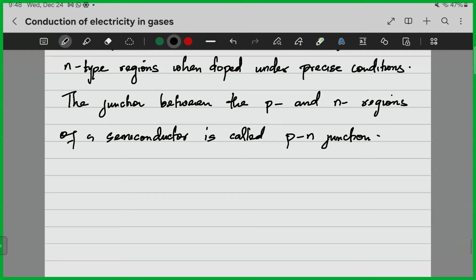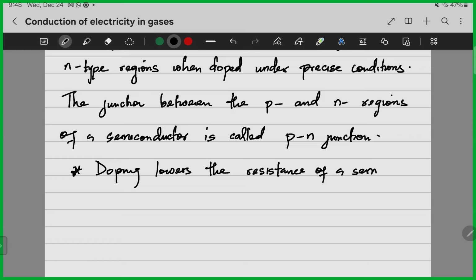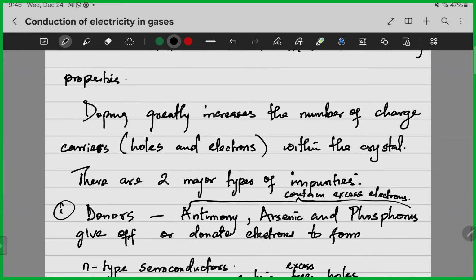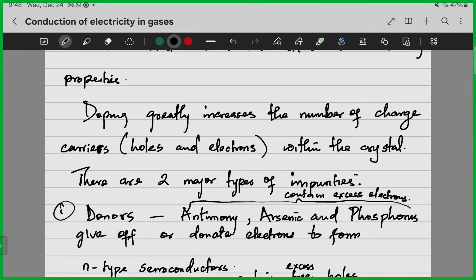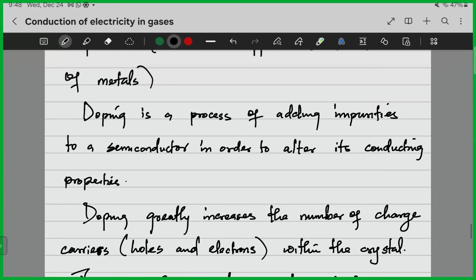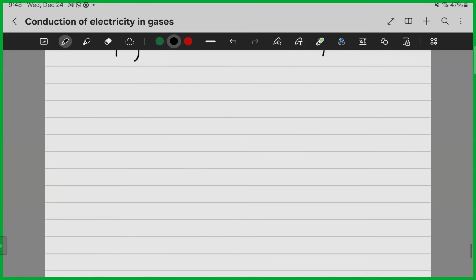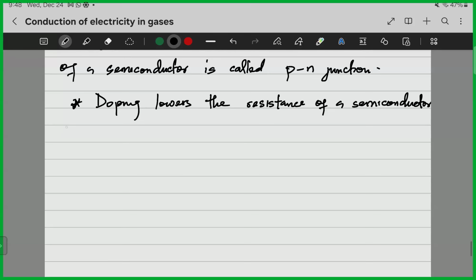It is good to note some of these points before I call it a day. Doping is the process of adding impurities to a semiconductor in order to alter its conducting properties. Doping lowers the resistance of the semiconductor. So doping is one of the ways to increase the conducting ability. That is, it makes it tend towards becoming more of a conductor.